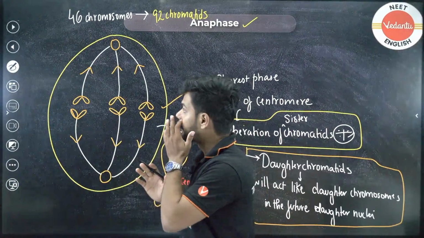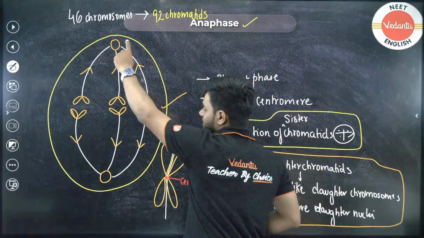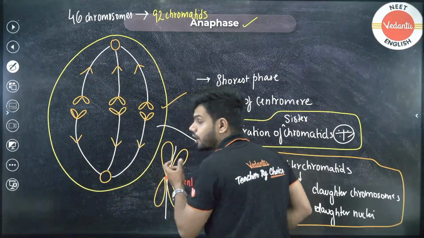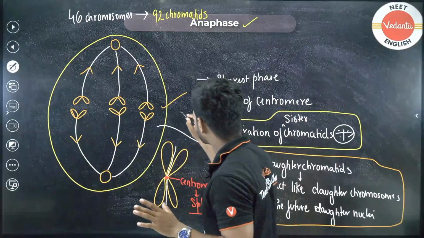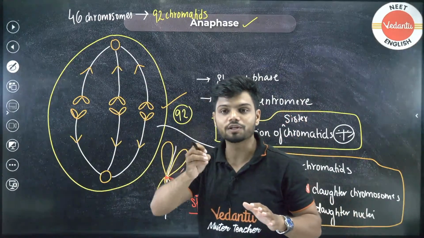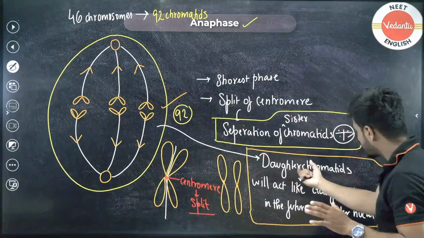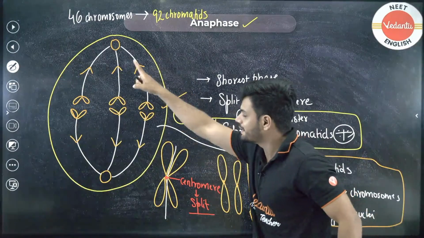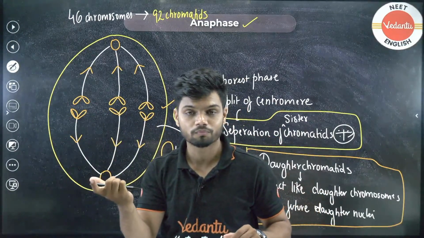Now students, I just now told you, in this particular anaphase, how many chromatids are there? Tell me now. Obviously, sir, there are 92 chromatids here. There are 92 chromatids in this cell also. And I'm telling you students, each daughter chromatid is acting like a chromosome now. In anaphase, each daughter chromatid is acting like a chromosome.